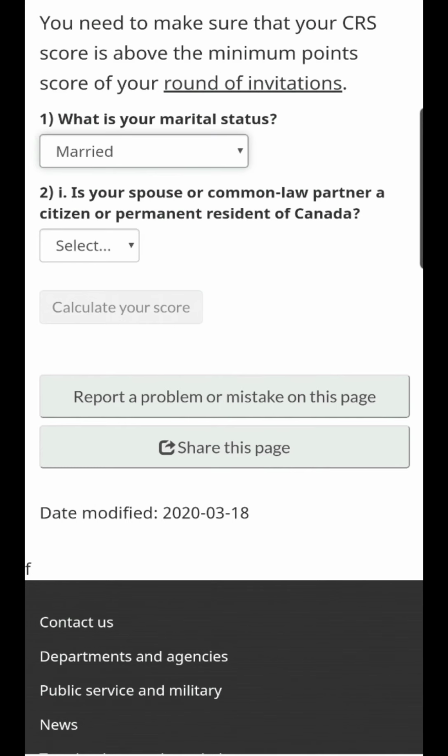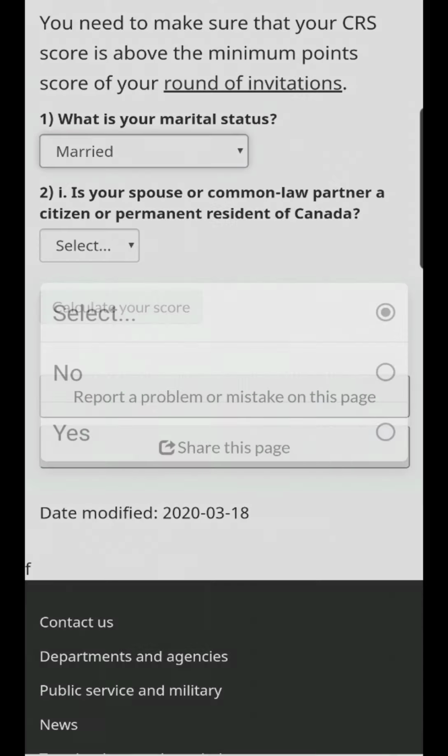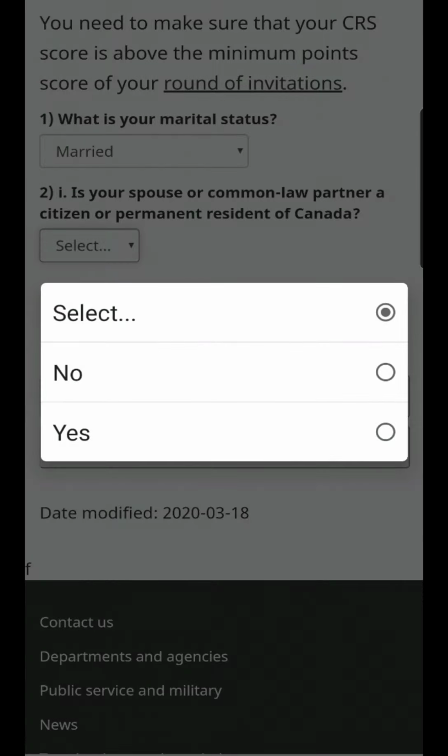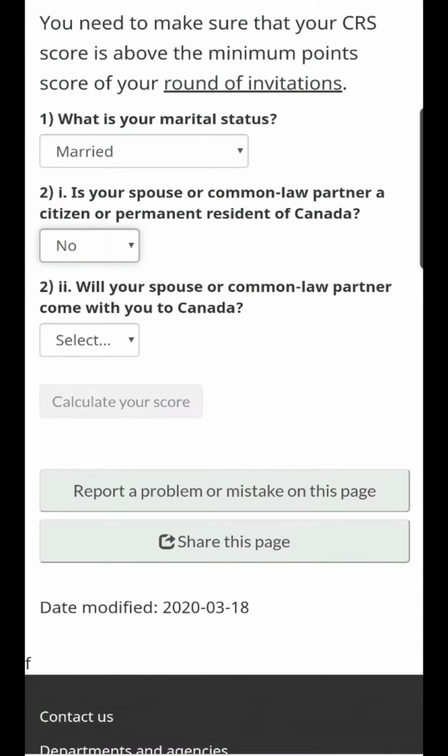Then the second question: is your spouse or common law partner a citizen or permanent resident of Canada? If your spouse is a citizen of Canada, you can click yes. If they are not a citizen, then you can click no. So I will select no.